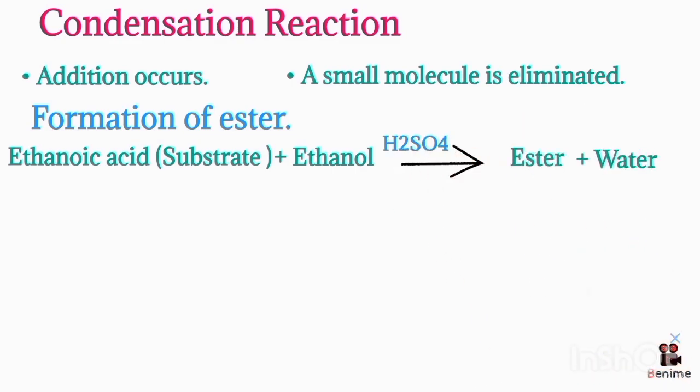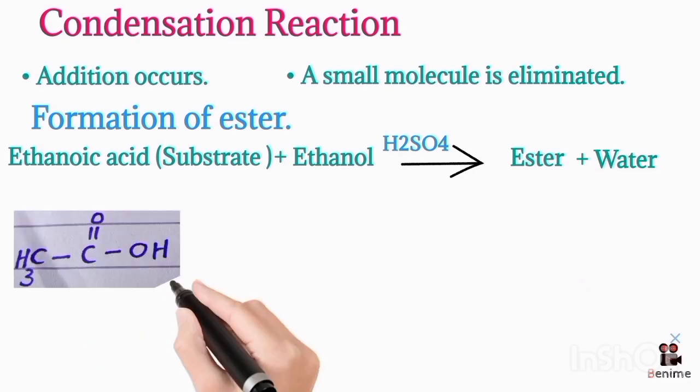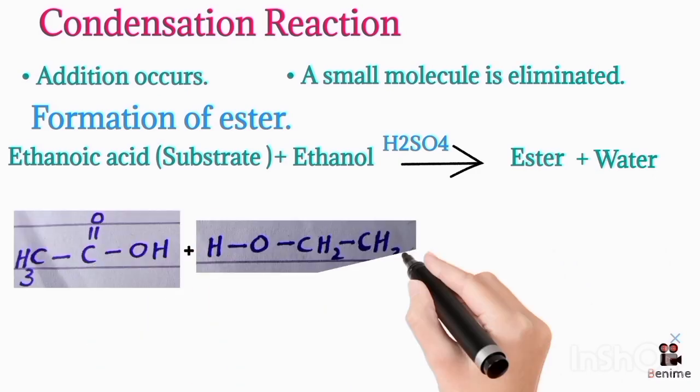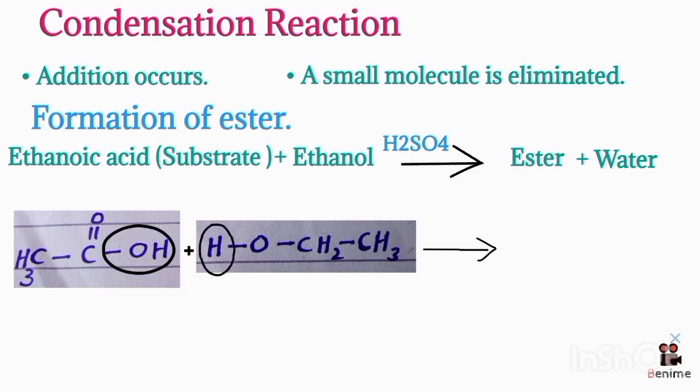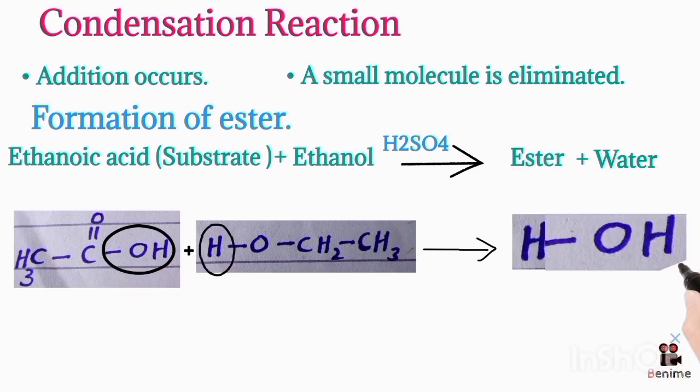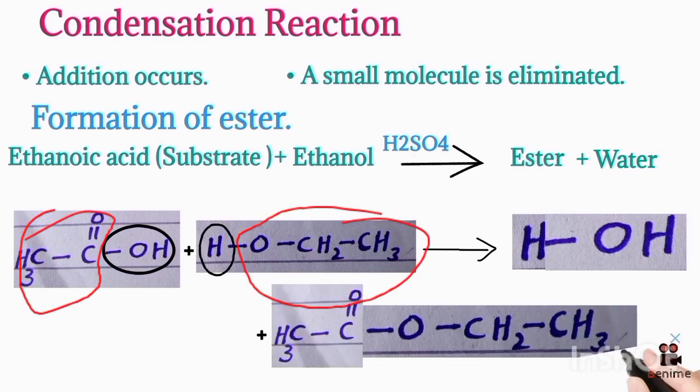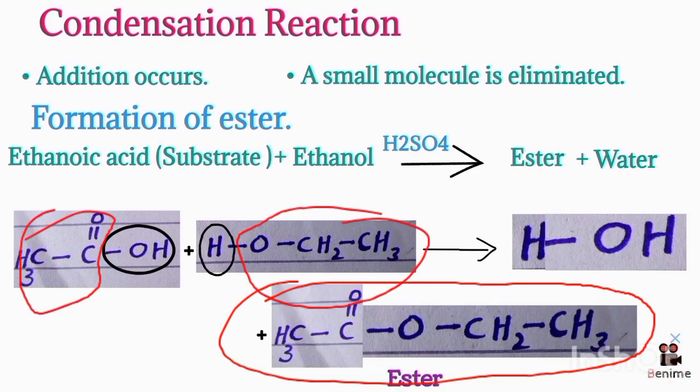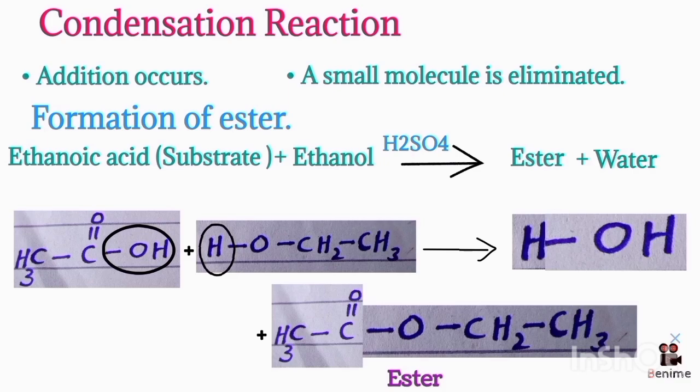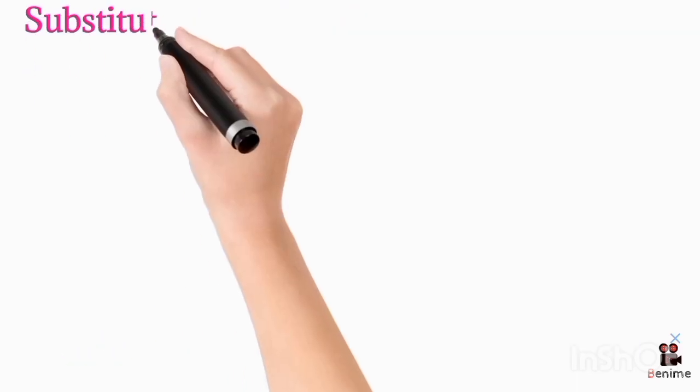Water is also produced. What happens during condensation reaction? From ethanoic acid, the hydroxyl group leaves. From alcohol, a hydrogen atom leaves. These combine together and form water. The remaining parts join together to form ester. Important concept. In condensation reaction, two molecules join together, a small molecule is removed, and a larger product is formed. This reaction is important in formation of proteins, nylon, and polyesters.